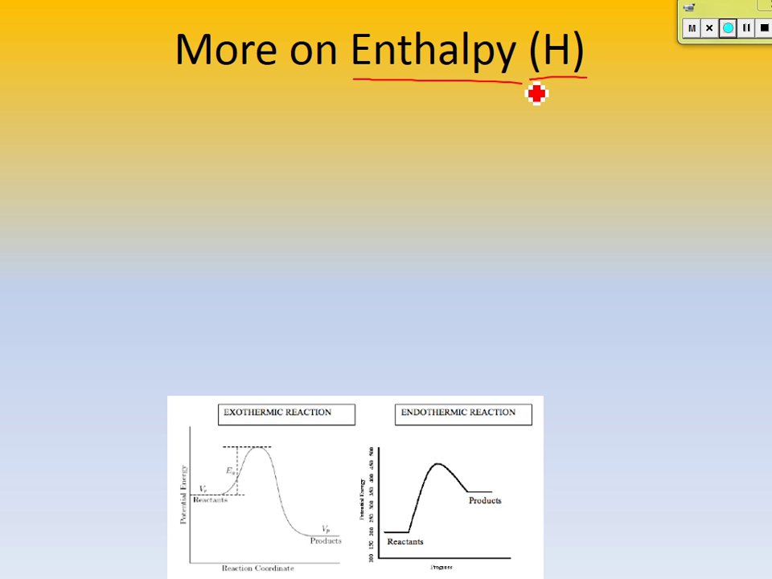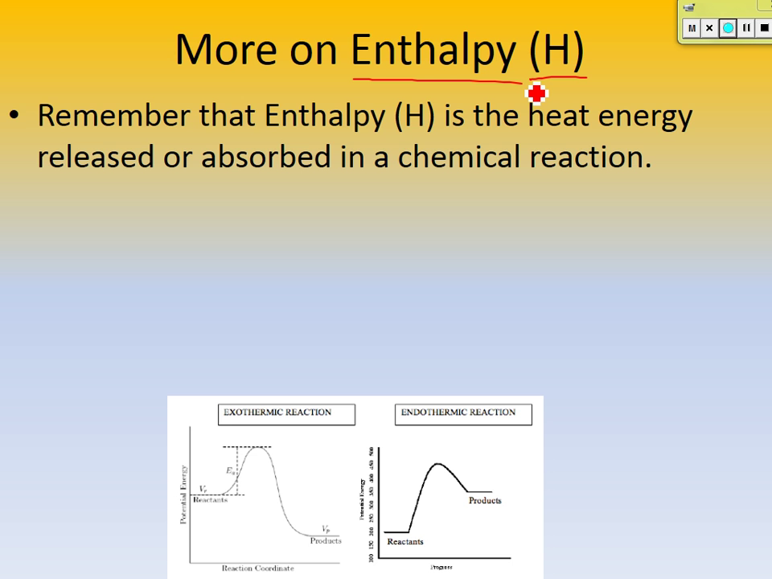And we learned that in chemical reactions, heat can either be released or absorbed. That heat energy can either be released or absorbed. So that's what this slide is about. Remember that enthalpy is the heat energy released or absorbed in a chemical reaction. So whenever you see H, you should think heat energy. It's enthalpy. So we like to talk about it in chemistry in terms of delta H.